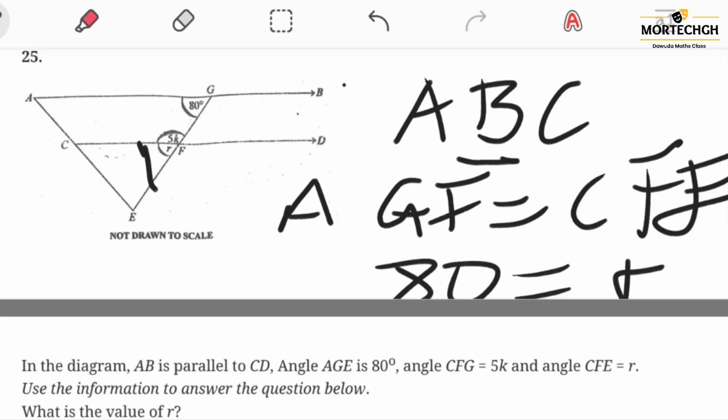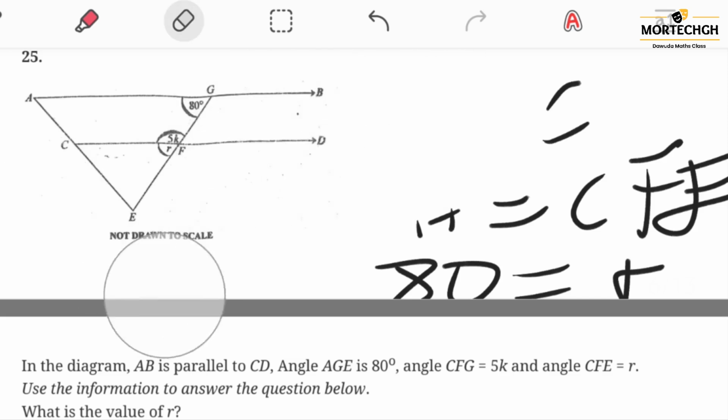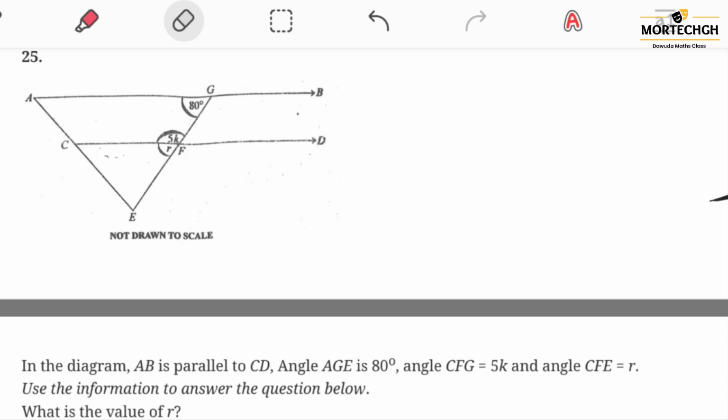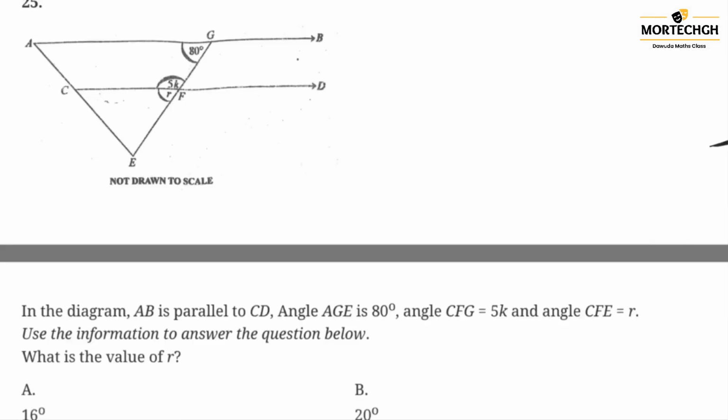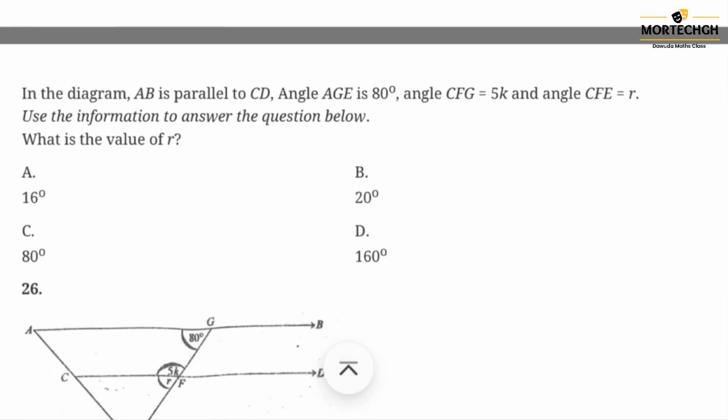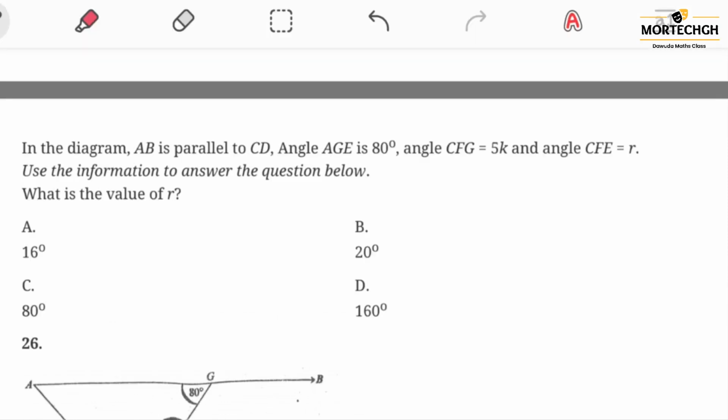Why? Because they are alternating angles. The angle R is alternating with the 80 degrees, which is the AGF. So the answer is 80 degrees. Alternating angles are equal. So let's check the possible answers, which will be C, 80 degrees.